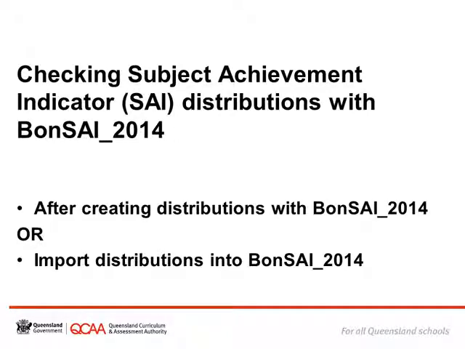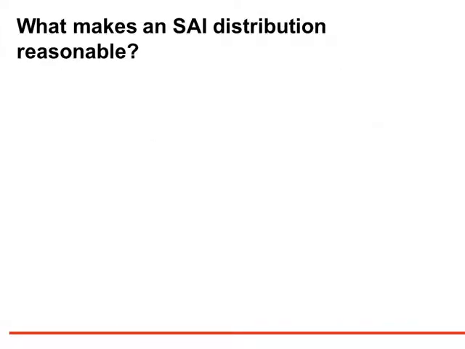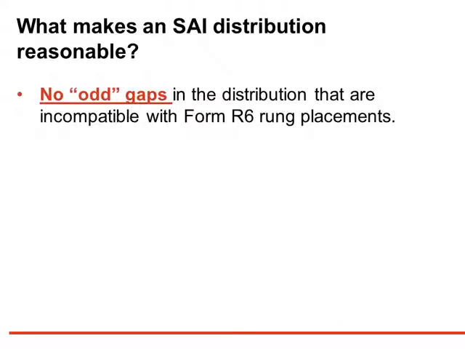Bonsai 2014 contains a number of tools to use to check the reasonableness of subject achievement indicators. If you create SAI distributions outside Bonsai 2014, you can still import them into the program to check them. Just enter the student's rung placements after you import the files into Bonsai 2014. Reasonable SAIs are compatible with the way students have been placed on the Form R6.